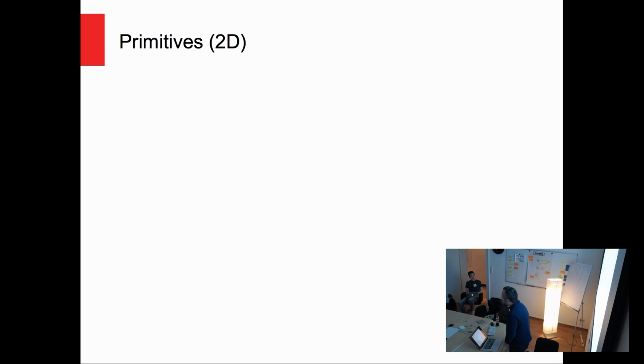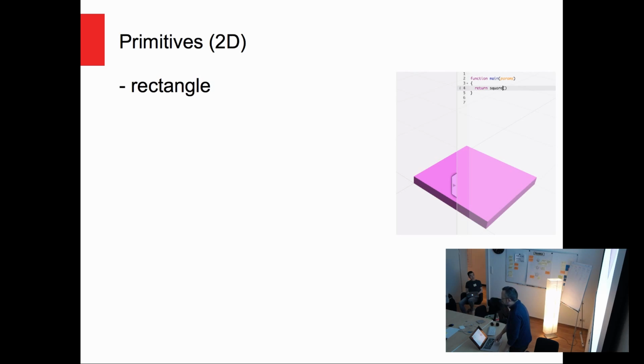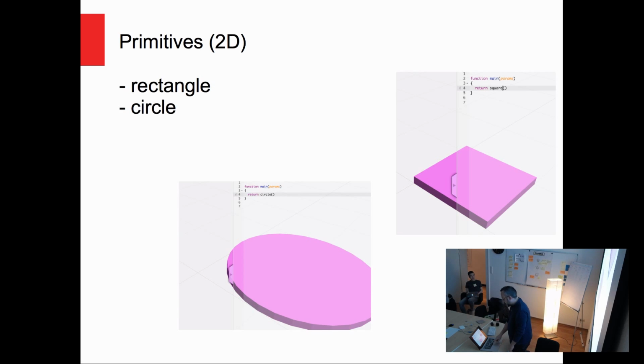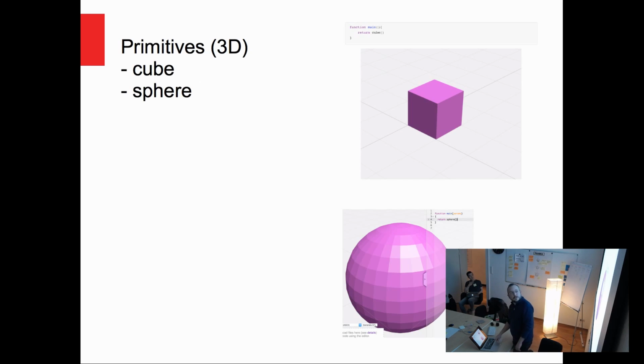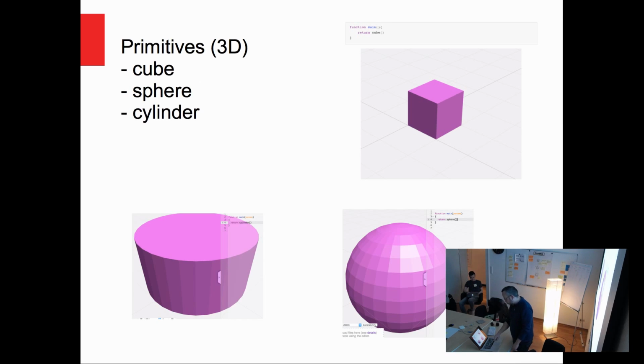You have a library of parts. You have 2D primitives: rectangles, circles, polygons and paths, so various little shapes. You have the same thing in 3D: cubes, spheres, and cylinders. And also a lot of various other things. It's a big API, so I won't get into the details.